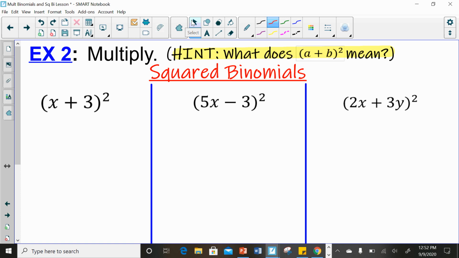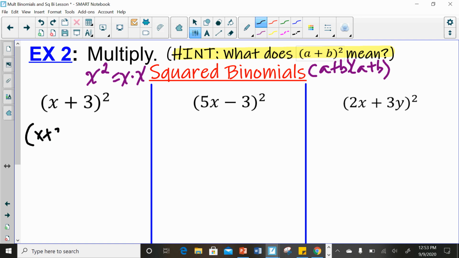If x squared is equal to x times x, then a plus b squared must be a plus b times a plus b. So that means that x plus 3 squared really means x plus 3 times x plus 3. Now if we employ one of those methods that we learned previously, I'm going to do this horizontally. I'm going to take this x and distribute it here, so I get x squared, and I'm going to distribute it here, and so I get 3x.